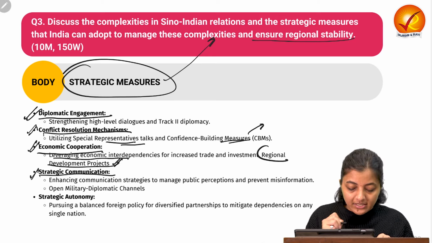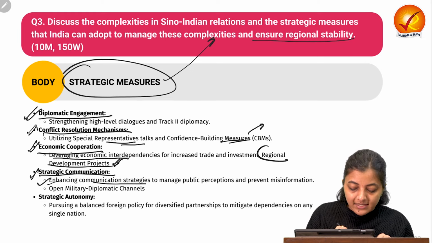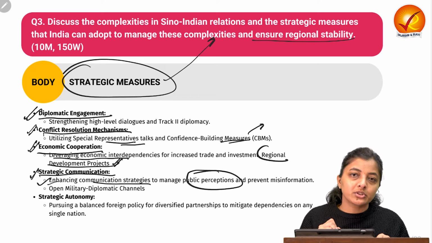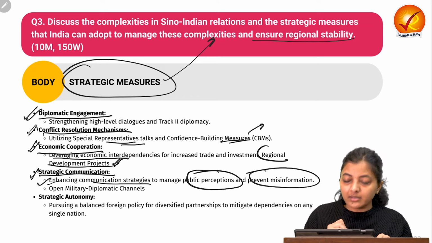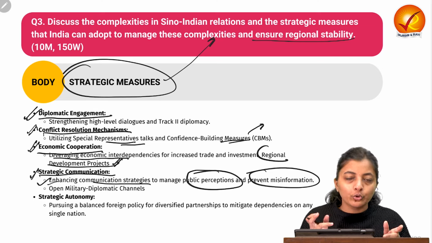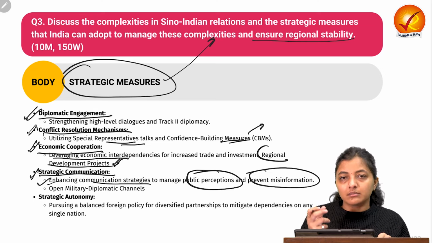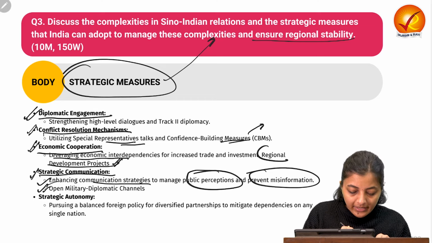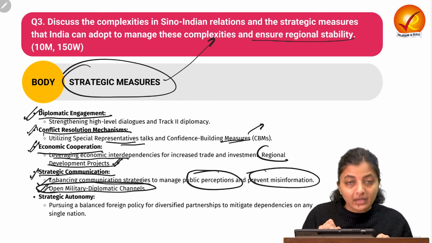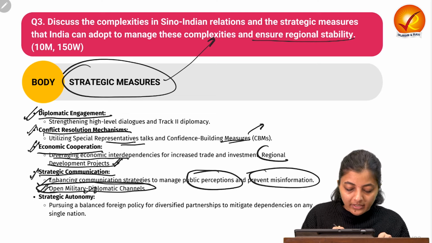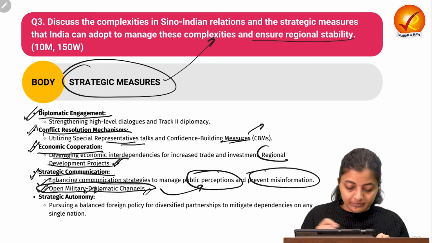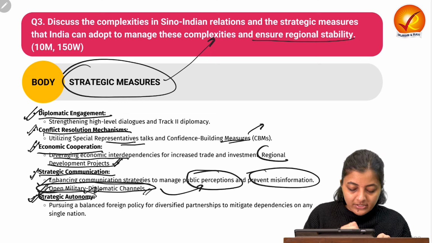Next is about strategic communication. So enhancing communication strategies to manage public perception and to prevent misinformation, again to tackle the distrust that is spreading all over the countries. The second thing is that we need to open the military and the diplomatic channels so as to prevent misinformation.